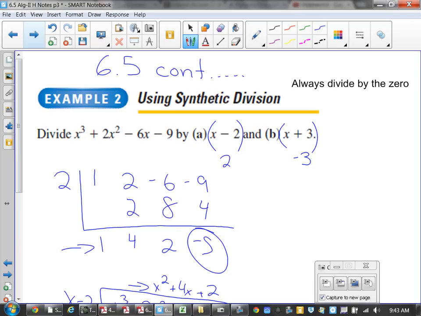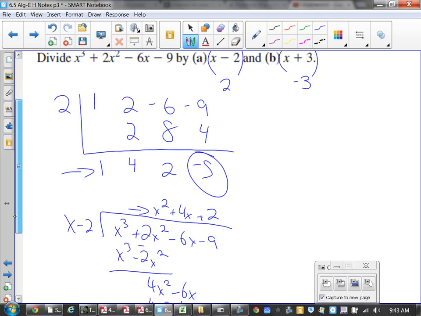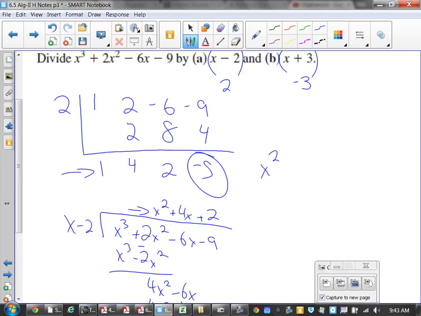So what happens here is synthetic division shows you the coefficients of the quotient, when you divide something out. We're getting there right now. What this is telling me is that my answer would have been x squared plus 4x plus 2 minus 5 over x minus 2, because the negative 5 is my remainder and my term was x minus 2.